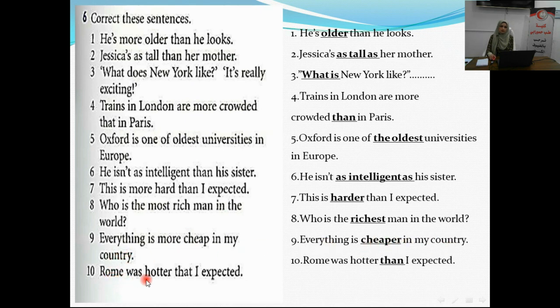Nine, Rome was hotter than I expected. So you notice here we have "was hotter than I expected," as we solved the previous one. In a similar way, here we have Rome was hotter than I expected. So we are not in need of "more" here, but we are going to use "than" instead of it. This is found also in your book.